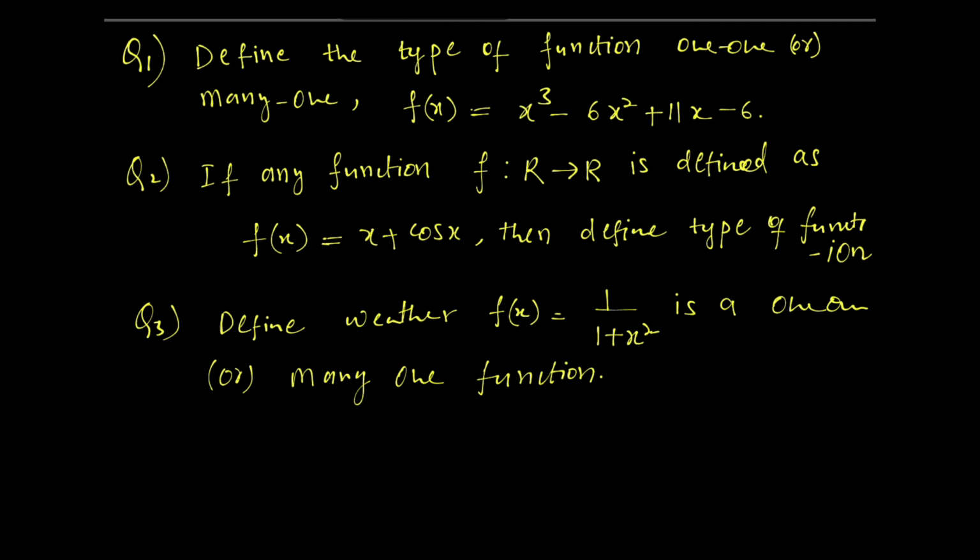So in order to understand whether a function is 1-1 or many-one, let's solve these three questions. The first question is to define the type of function, whether it is 1-1 or many-one, where f of x is given as x cube minus 6x square plus 11x minus 6. Question number 2: if any function f is a mapping from R to R, defined as f of x equal to x plus cos x, then define the type of function. Question number 3: define whether the function f of x equal to 1 divided by 1 plus x square is a 1-1 function or a many-one function.